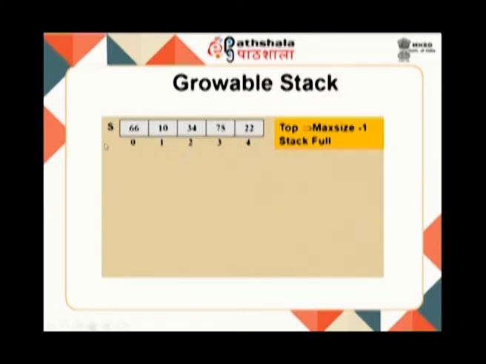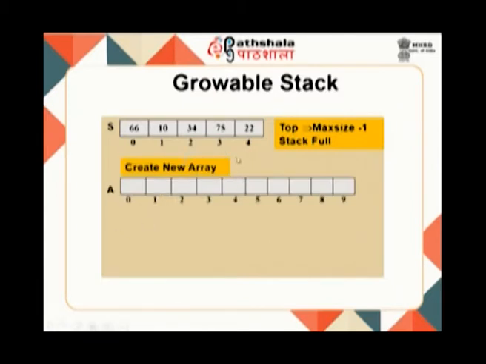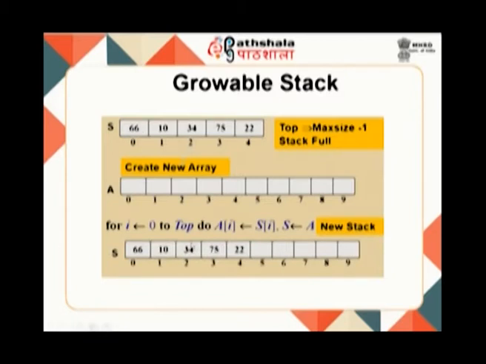Now, here we have a stack where the top is max minus 1. When the top becomes max minus 1, we know that the stack is full. Now, what do we do? We create a new array. The array that we had is of size 5, and this is of size 10, which means we have doubled, that is 5 multiplied by the constant 2, and increased the size of the array. Now, the next operation is a loop from 0 to top: a[i] equals s[i], and make this new stack equal to a. So, now this becomes the new stack. Now, you have 5 empty locations which you can do insertion into. So, this is a growable stack. But of course, this operation has to be done.